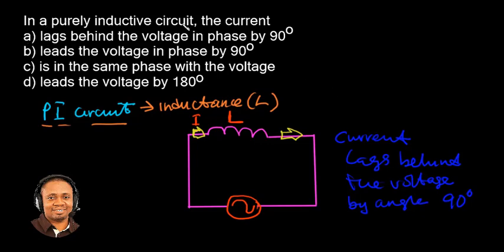In a purely inductive circuit, the current A lags behind the voltage in phase by 90 degrees exactly. So the answer option A is the right answer.